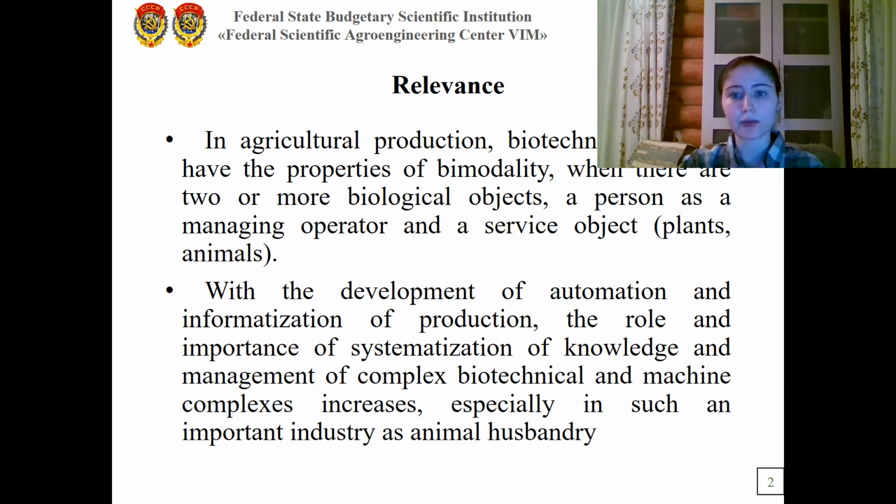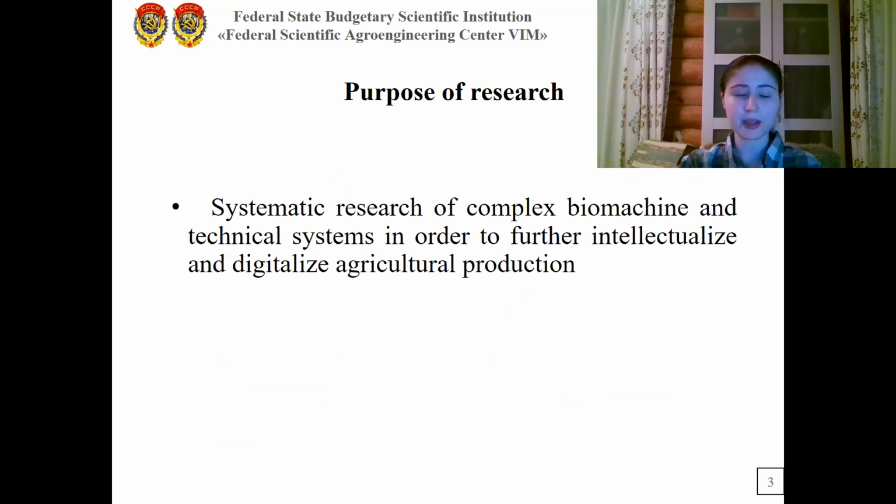With the development of automation and informatization of production, the role and importance of systematization of knowledge and management of complex biotechnical and machine complexes increases, especially in such an important industry as animal husbandry. To improve the efficiency of complex biomachine and technical systems, it is necessary to develop system research in order to further intellectualize and digitalize agricultural production.